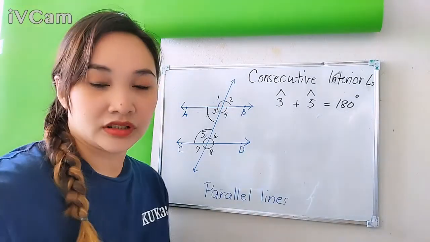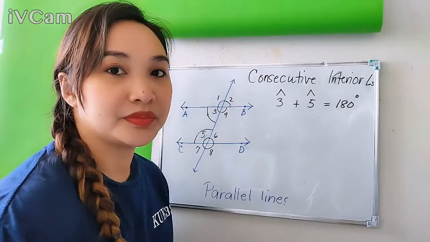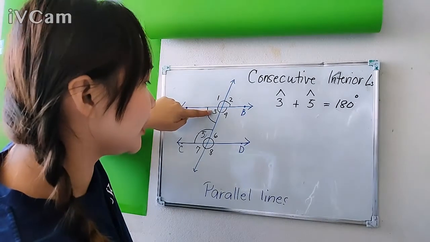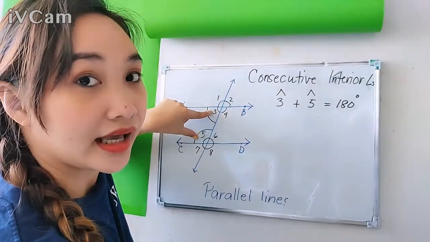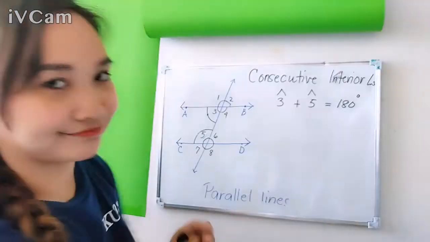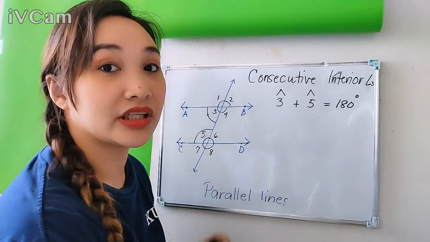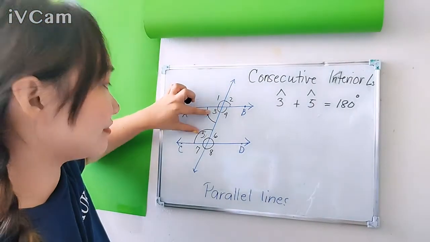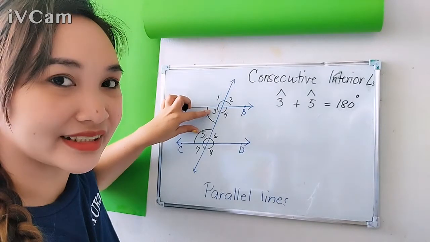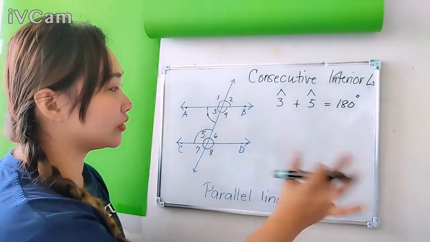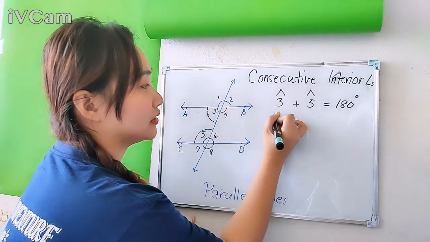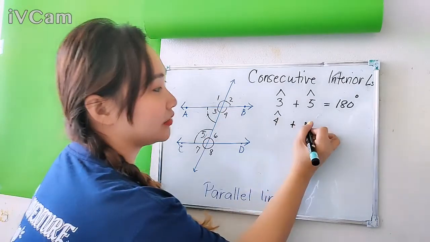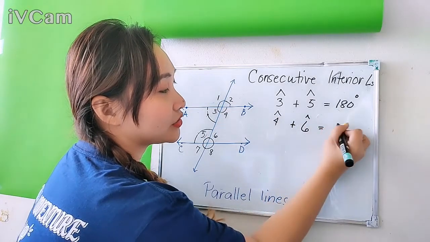Okay, so consecutive interior angles: angle 3 plus angle 5 is equal to 180 degrees. And we also have angle 4 plus angle 6, that is equal to 180 degrees. So that's it.